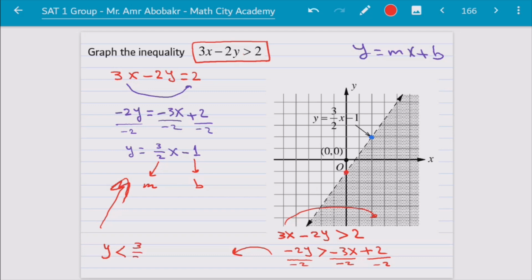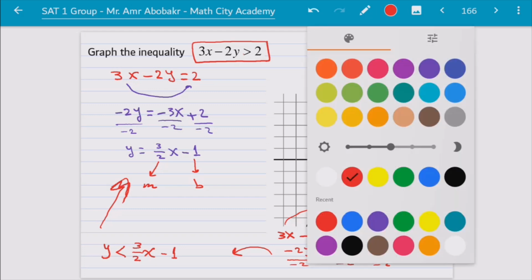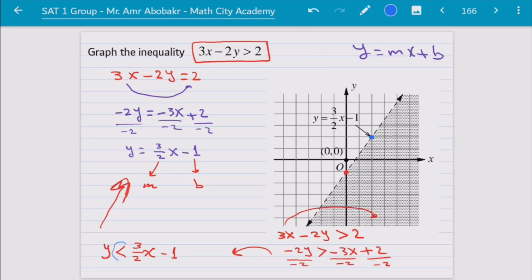3 over 2, x minus 1. So the sign here is smaller. Smaller, which means down, not up. So I color the area that is down to the line.